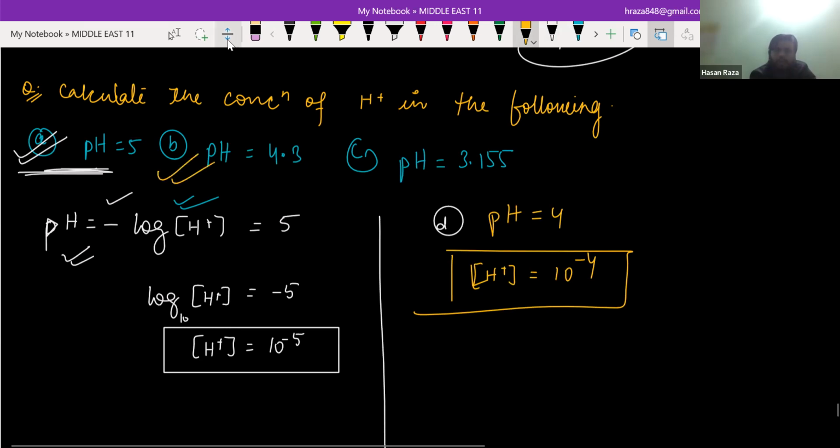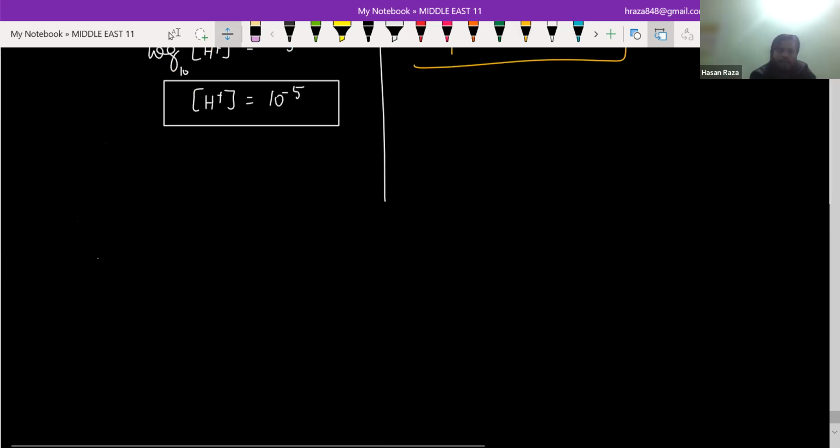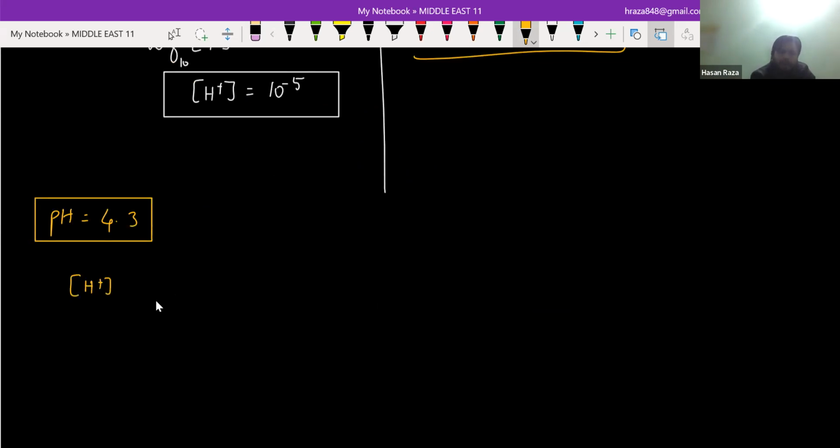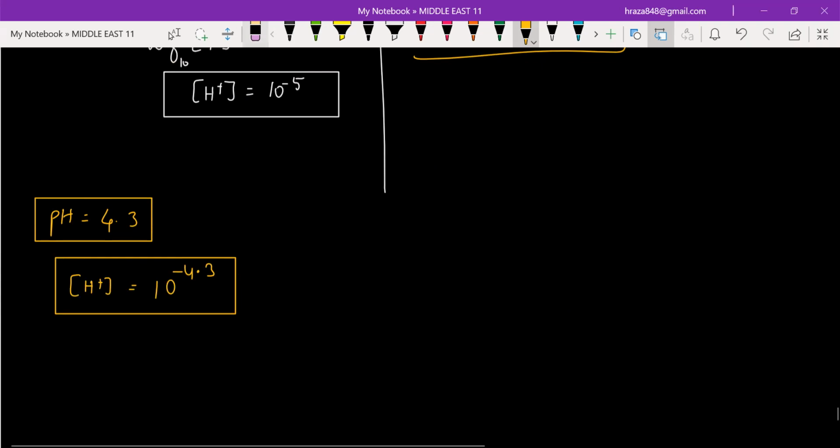Now, the problem came here. When pH equals 4.3 is given, if you are going to calculate H plus, that will be equal to 10 raised to the power minus 4.3. Do you know the value of 10 raised to the power minus 4.3? Yes or no? No, sir.